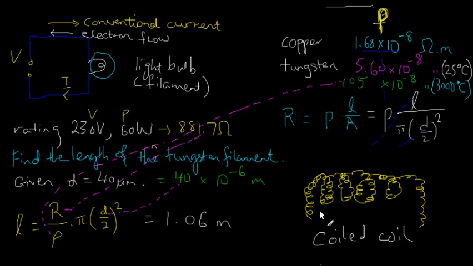And because there are so many turns in this coiled coil, you can actually squeeze a very long piece of filament into the filament. And that's how this 1.06 meter, which seems much longer than you would expect from the size of a light bulb, is possible to squeeze into the bulb. Some light bulbs might even have 2 meters squeezed into this coil of the filaments in a filament lamp.